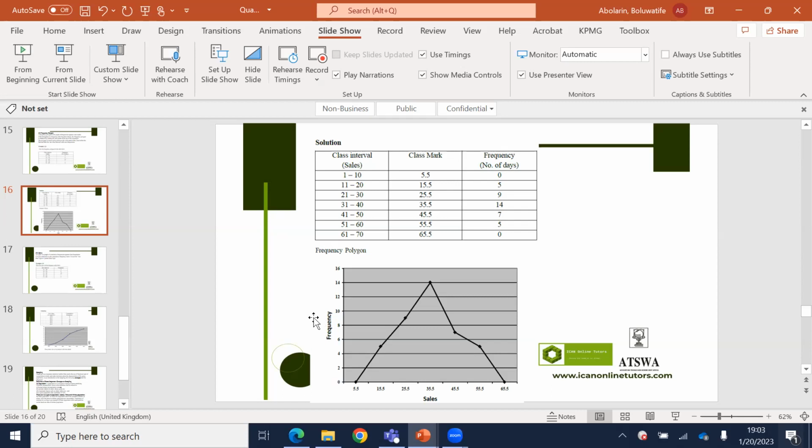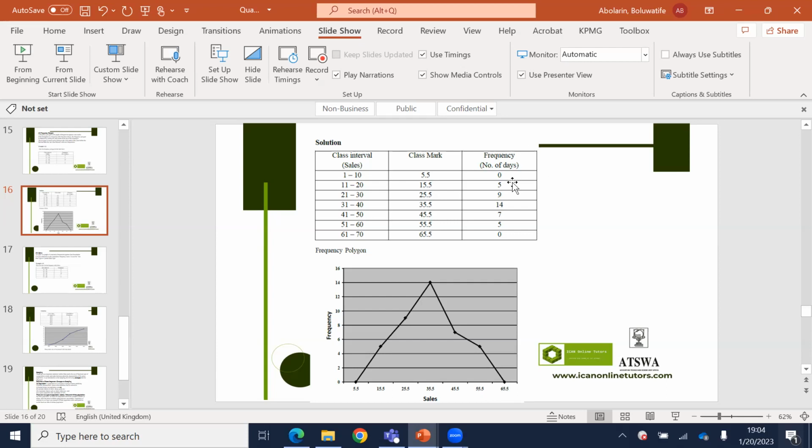When you look at the vertical, you see frequency. When you look at the horizontal, you see sales. For the sales, which is the class interval, you are going to use the class mark. That's why you created the class mark. You're not going to use the class interval. That's why you are saying 5.5, 15.5. You can see that it's different from a histogram. So: 5.5, 15.5, 25.5, 35.5, 45.5, 55.5, and 65.5.